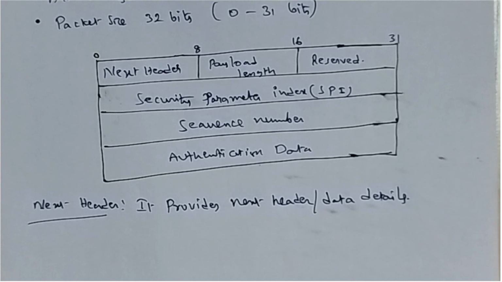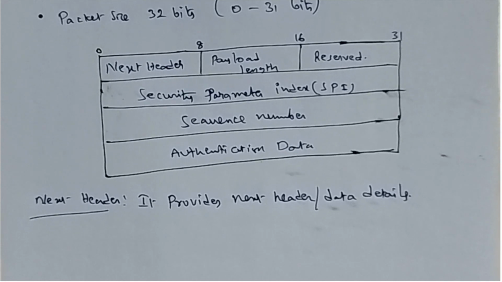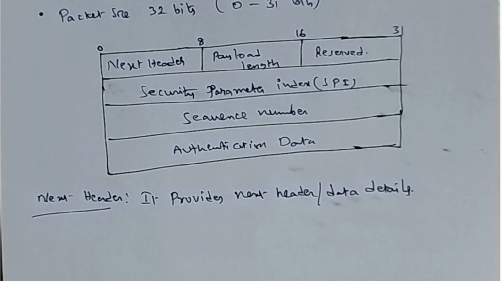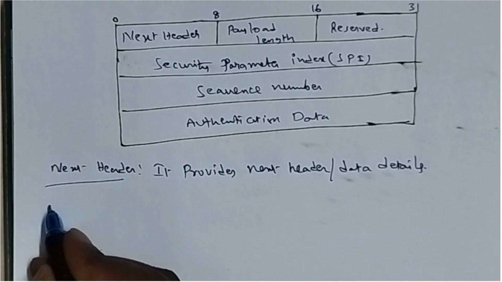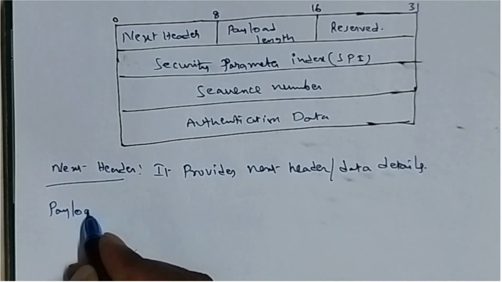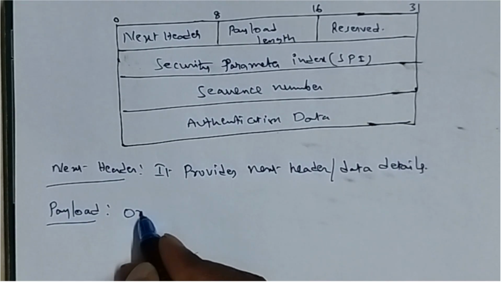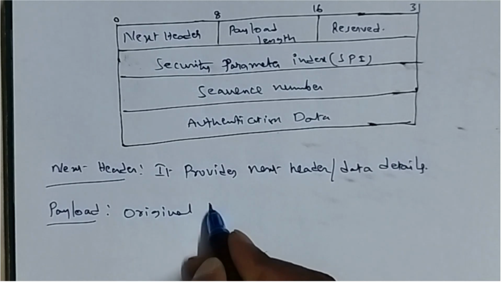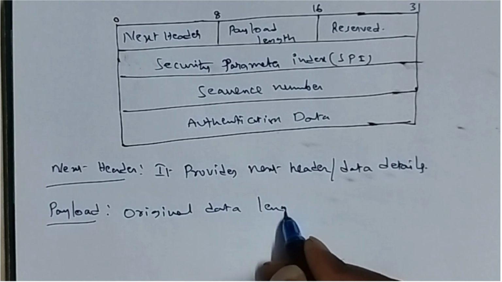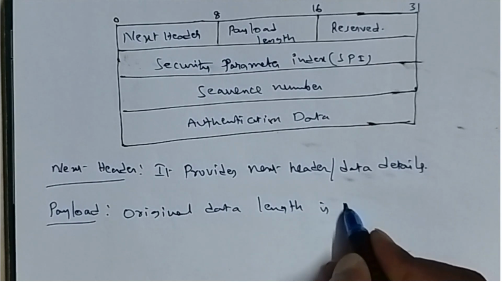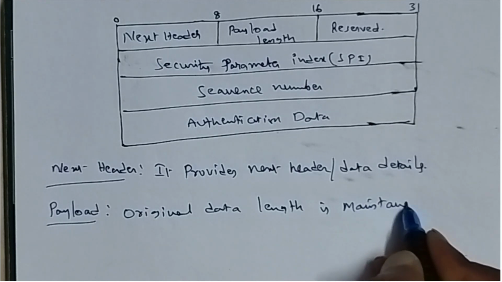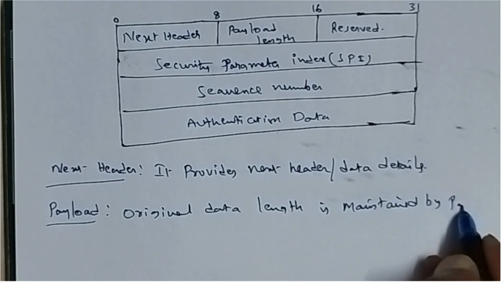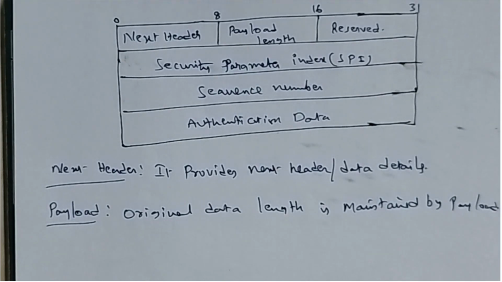Okay, the next one is payload length. What is the meaning of payload? A payload is the original data, and its length is maintained by payload length. Okay, here payload length means the original data length is maintained by payload.